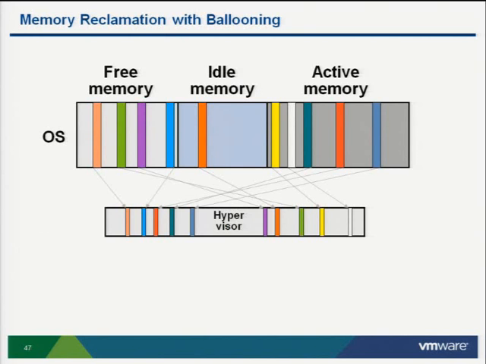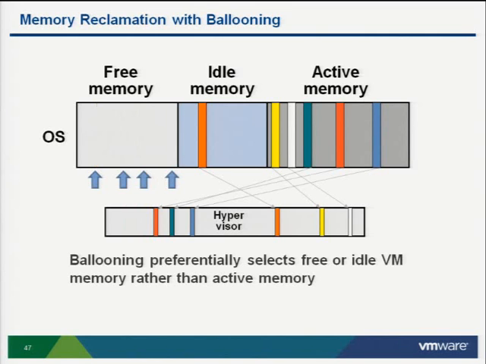Now, how does ballooning work? Well, as you know, ballooning relies on the guest OS to do swapping if necessary. If the guest OS believes swapping to be necessary, it'll do the smart thing: it'll allocate memory that's free. It won't even swap. So it'll select free memory first, and if all the free memory is used up, it'll start swapping idle memory. But the key is that it doesn't touch active memory.